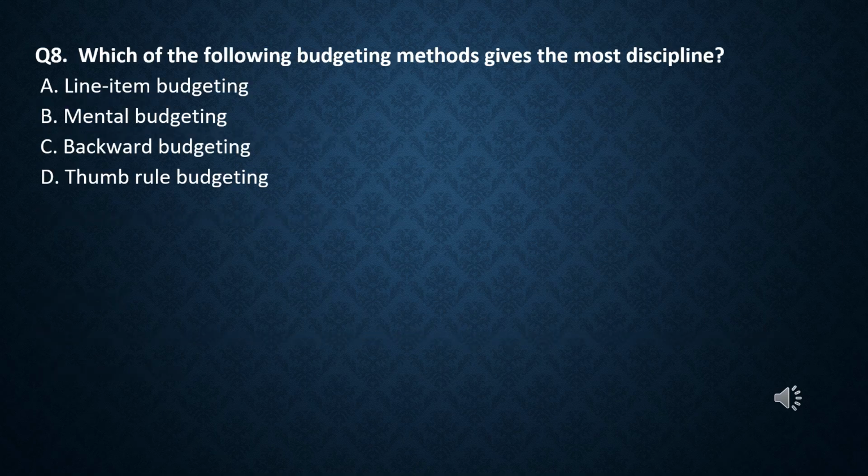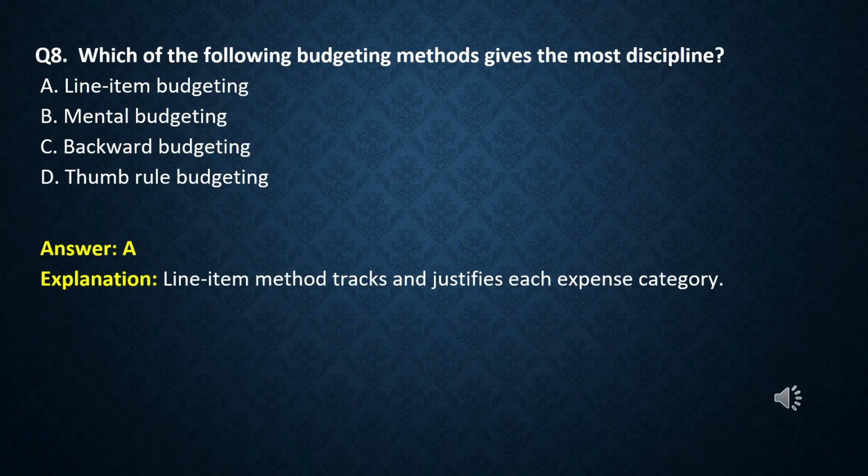Next question. Which of the following budgeting methods gives the most discipline? Option A, line item budgeting. Option B, mental budgeting. Option C, backward budgeting. And option D, thumb rule budgeting. Correct answer is option A, line item budgeting. This method tracks and justifies each expense category.